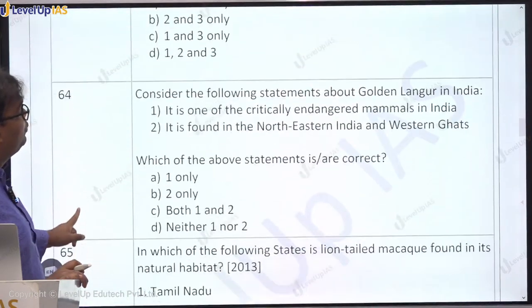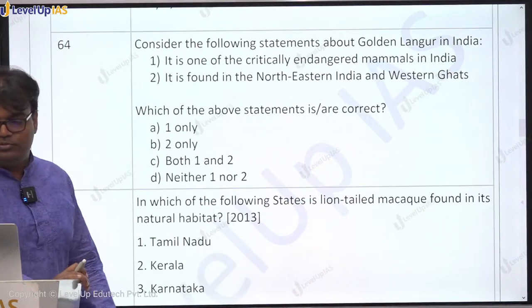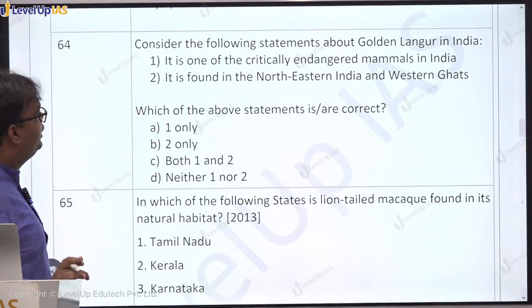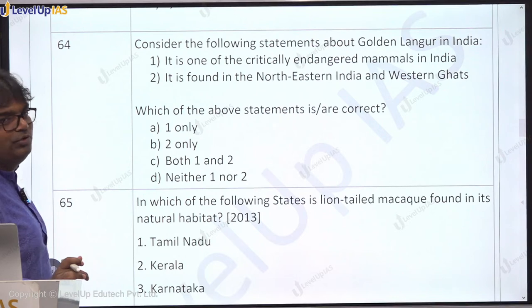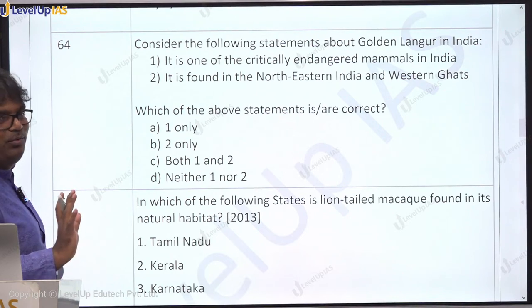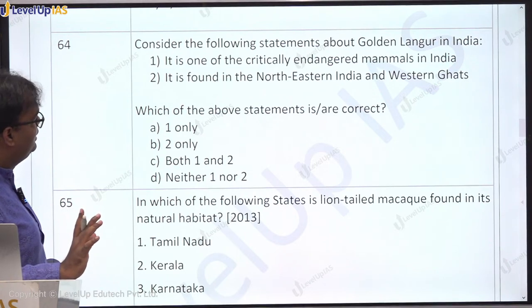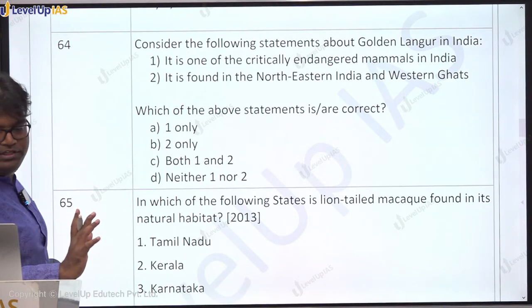Let's come to 64. Golden langur. Is it critically endangered? No. It's found in northeastern India and Western Ghats? No. Northeast India only. Golden langur. Not in Western Ghats. So what is the answer? D. 64 D.